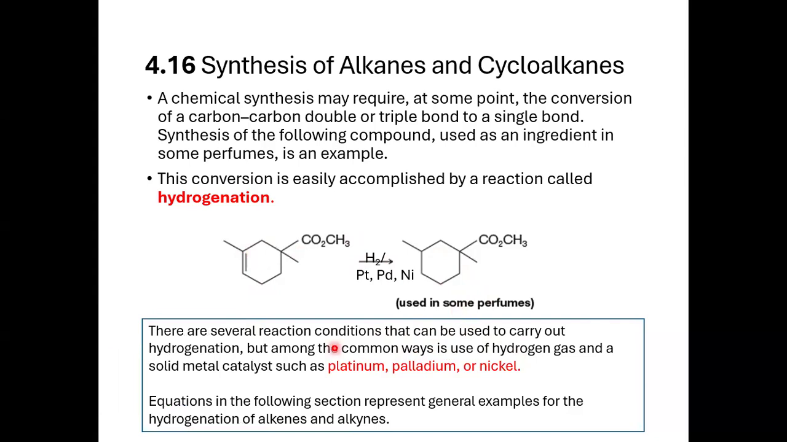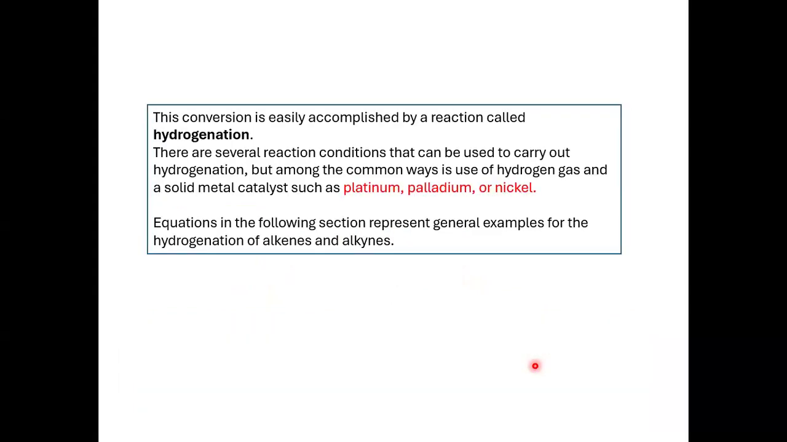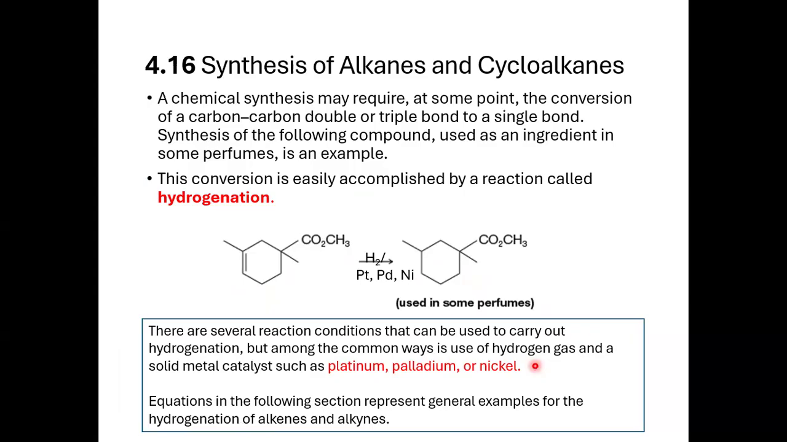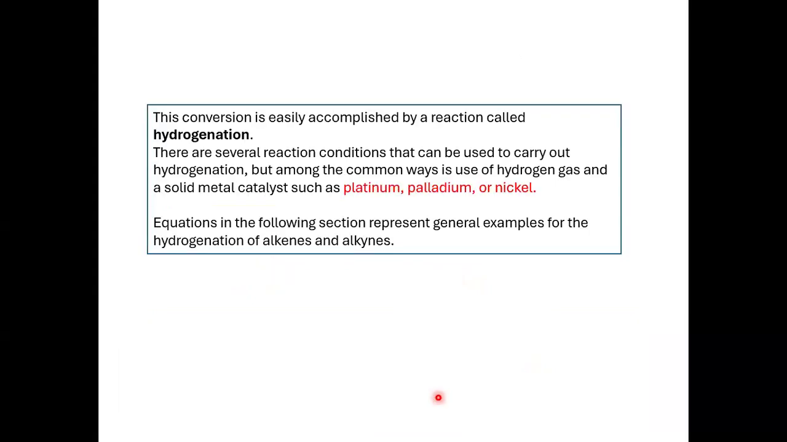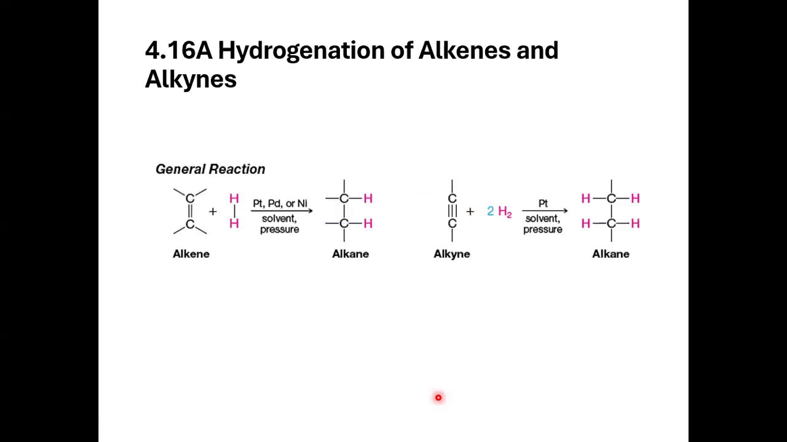Here is an example of a reaction that is used in perfume. We started with a cyclic compound with a double bond and an ester, and it will be converted to the compound without the double bond. The equations in the reactions represent the general examples for hydrogenation. And again, I mentioned that you will need a catalyst.